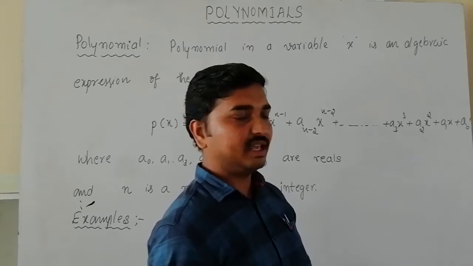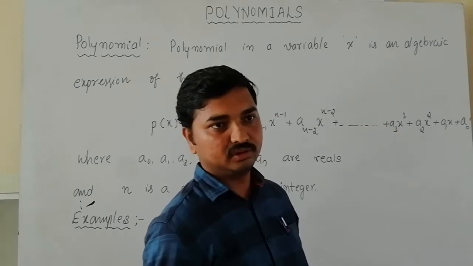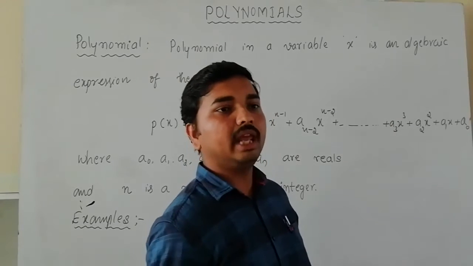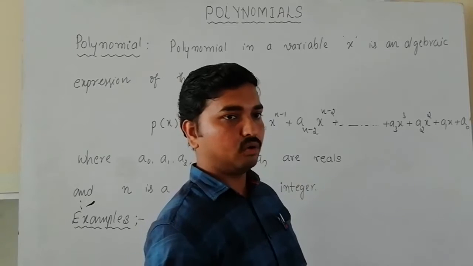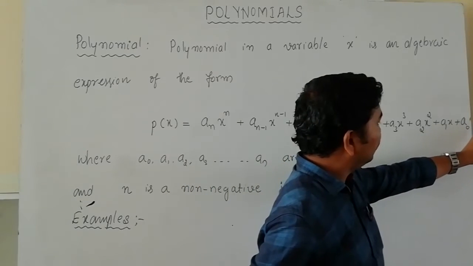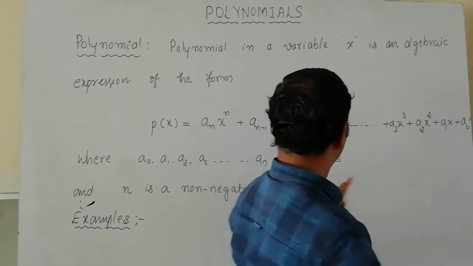So that's why I have not written x power 0. x power 0 means 1, and 1 into a naught will become a naught itself. That's why I have not written x power 0. So now when you come from left, sorry, from right, it will become the reverse for you.